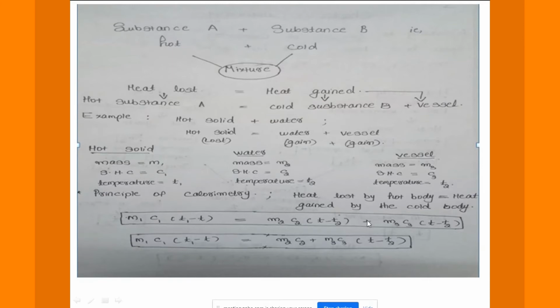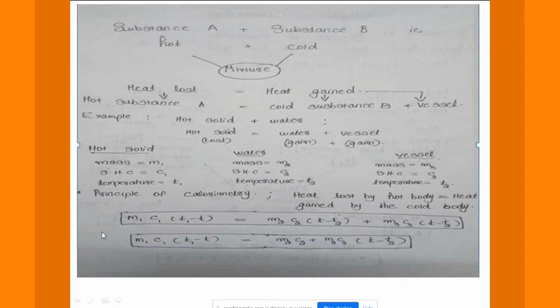First part, second part, plus consider the third part, that is the vessel or the calorimeter, which also acquires some heat energy. Okay, so what are these terms now? The hot solid will have mass m1, specific heat capacity c1, temperature t1, and water we can take as m2, c2 and t2. Then the vessel will be m3, c3 and t2. Look at this now, the vessel and the water will have the same temperature. That is a very important point. You have to indicate that in the final equation also.